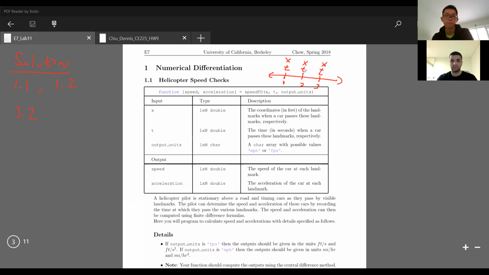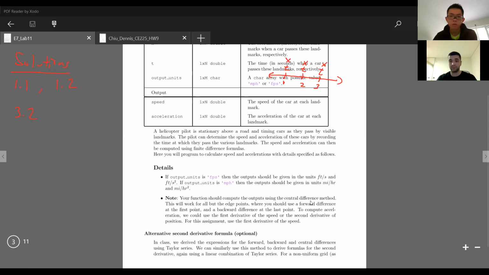It'll be an estimation, because we don't actually measure the speed or acceleration at that point, we're going to need to interpolate. We'll estimate, I should say. So there's a few things that we should be aware of here. First of all, the output units: we can get it in miles per hour or feet per second. And depending on which of those is true, we'll need to do a conversion.